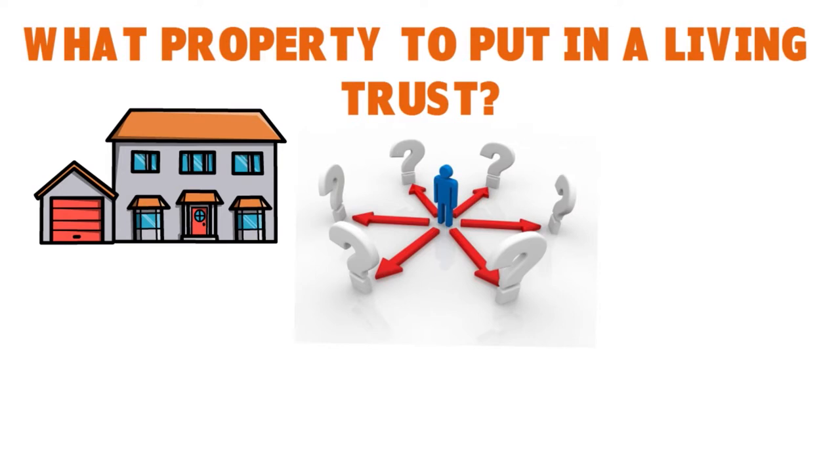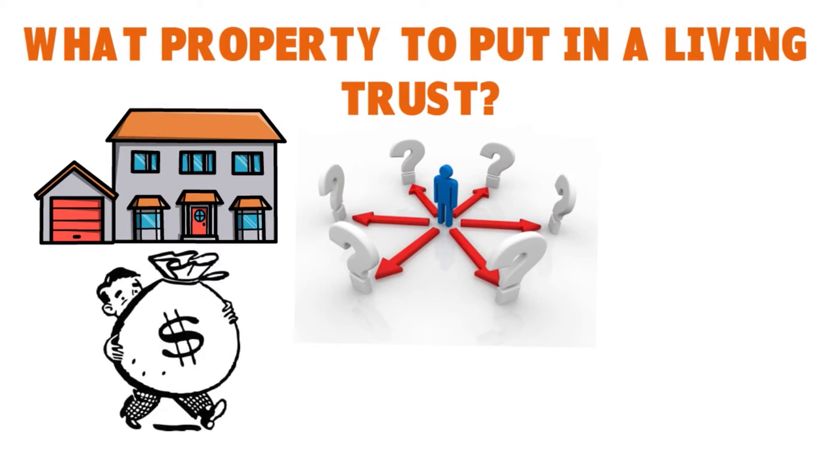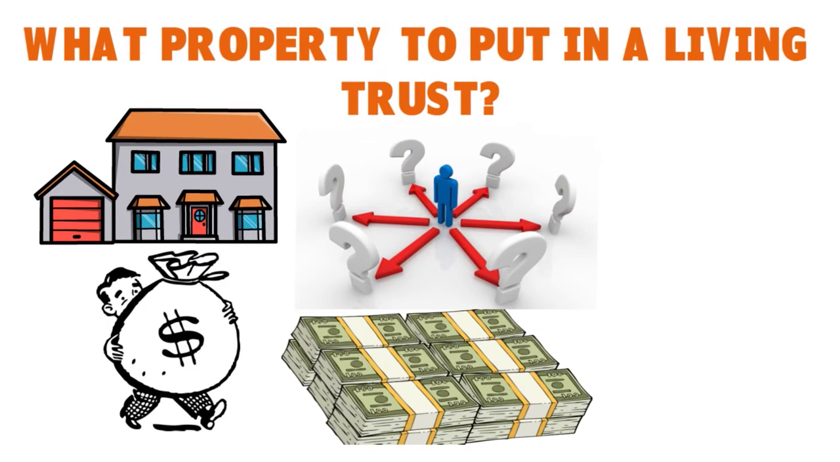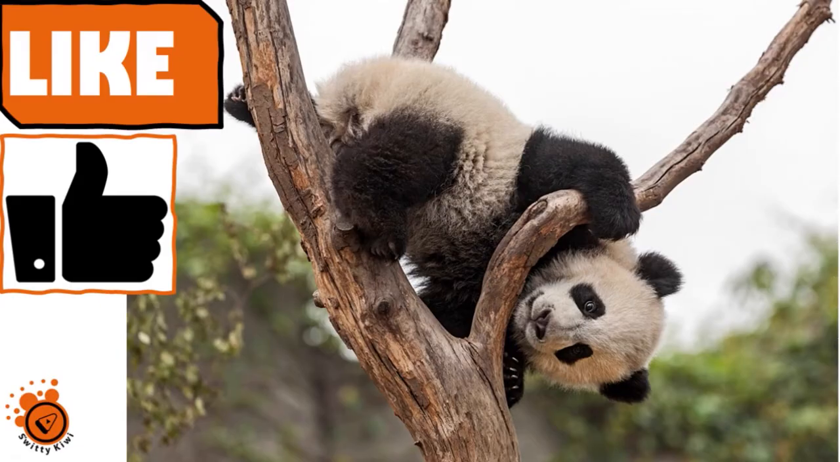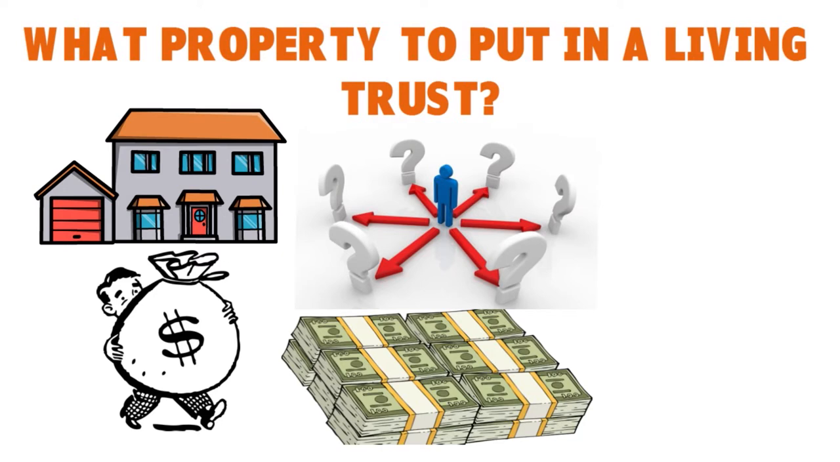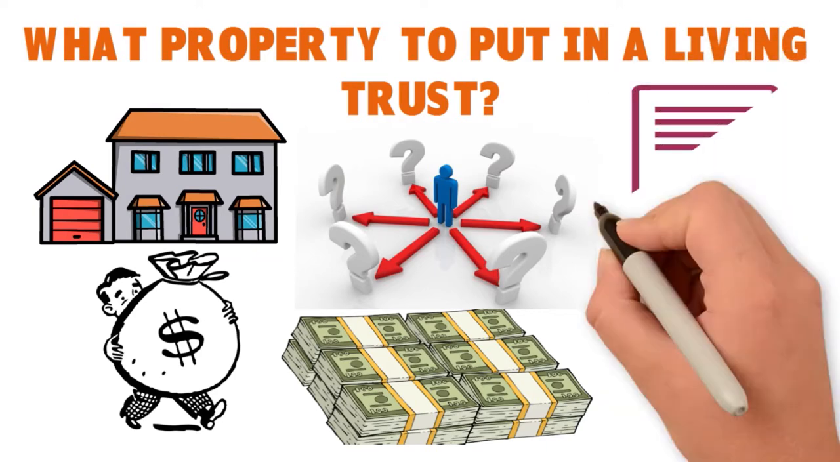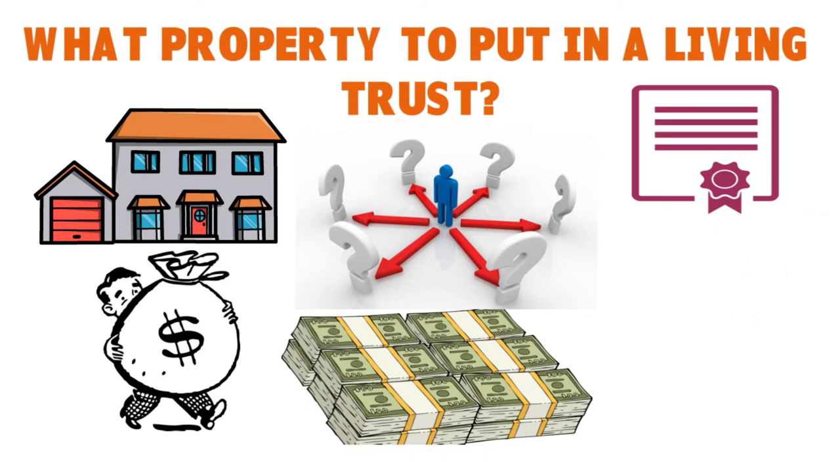You can also transfer into the living trust stock, bond, and other security accounts held by a brokerage. So if you are with a bank or a brokerage company, you can transfer those securities into your living trust. You can also transfer small business interest. For example, if you own stock in a closely held corporation, or you have partnership interest, or LLC shares, LLC stands for limited liability company shares, you can transfer those assets into the living trust. Things like patents and copyrights also can be transferred into the living trust.